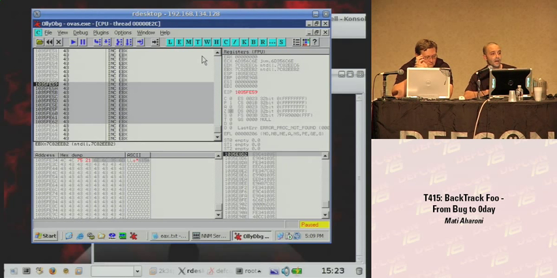So what I'll be doing now is I'll be writing the shellcode in Olly and explaining each line what it does.